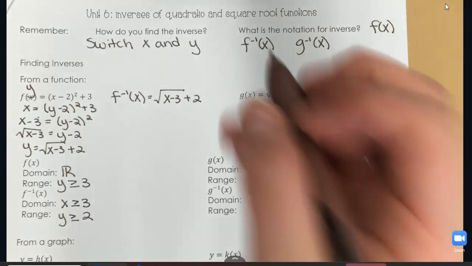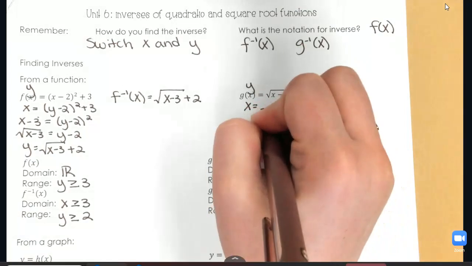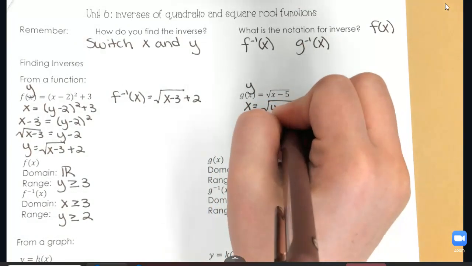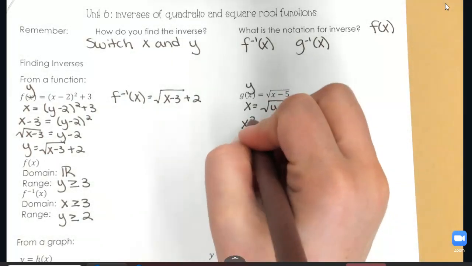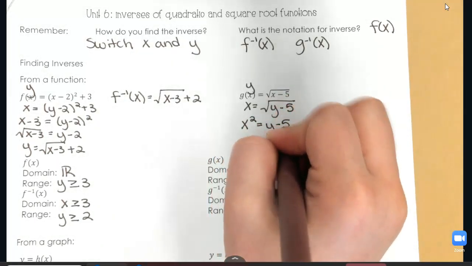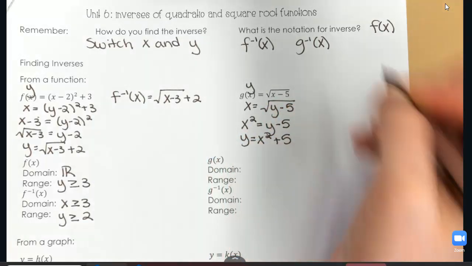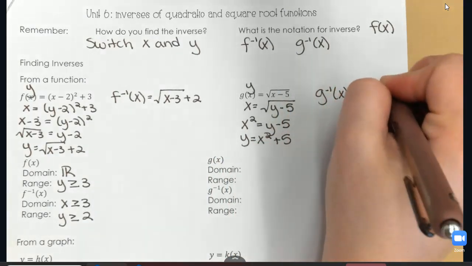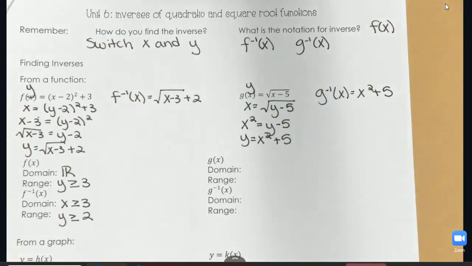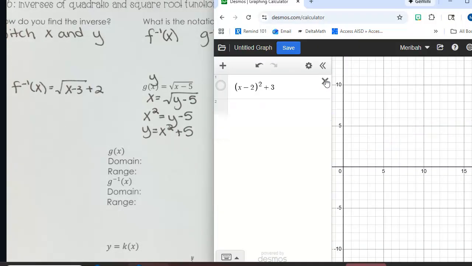I have a new function, g of x, and remember that is my y values. So switching the x and the y here, I've got x equals the square root of y minus 5. To work to get y alone again, first I want to square both sides now to get that out of my radical. And then the last thing I would do is add 5. So x squared plus 5 is going to be our inverse, g to the negative 1. And I'm going to pull Desmos back up so that we can look at the domain and range for our original function and our inverse function. Take that off of here.